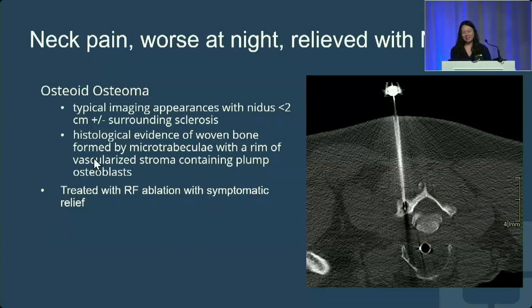So for us, those imaging features, osteoid osteomas have a predisposition to cause quite a bit of edema greater than what the actual lesion is. And so that's a good clue for us. This person was treated with RF ablation, and he had resolution of his symptoms.